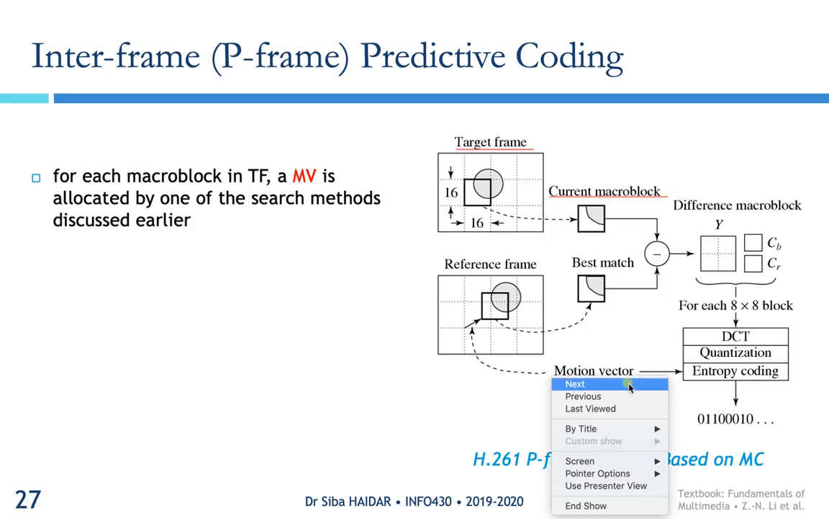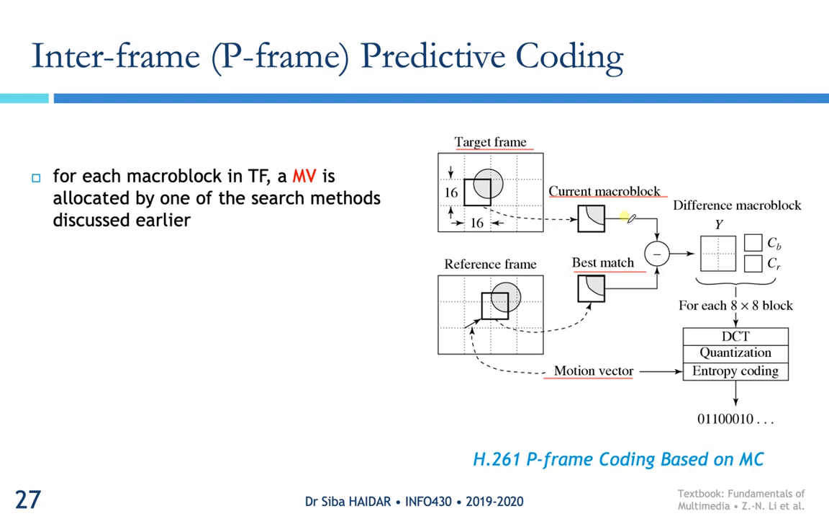You obtain the motion vector by one of the techniques, so you will have the best match. You then apply the difference. You have the difference macro block. Not like the previous intraframe coding, now you code the difference macro block and not the macro block itself.